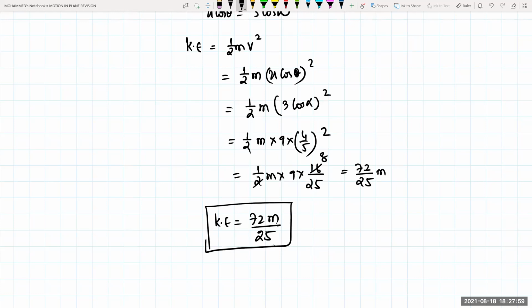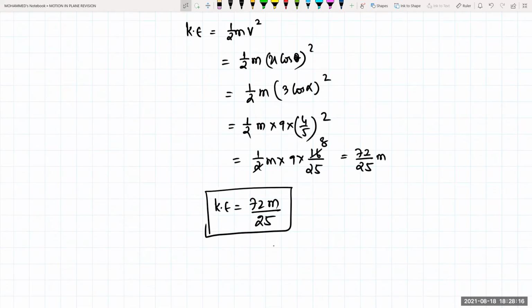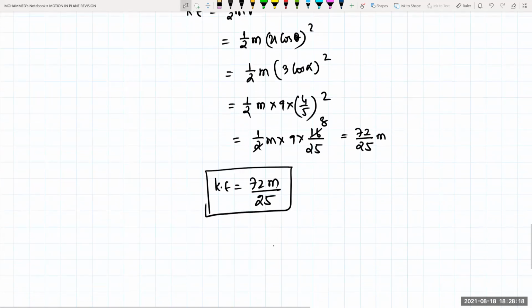Very important model. Such questions you must do, otherwise it will be a bit difficult for doing the numericals related to this one. Clear? You also have the river and boat problems for your exam, isn't it? Very good.